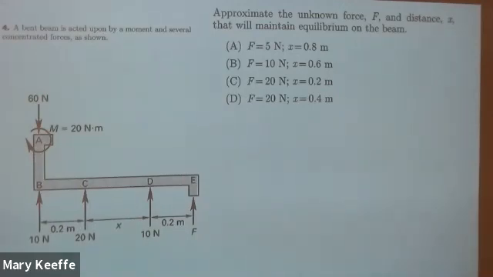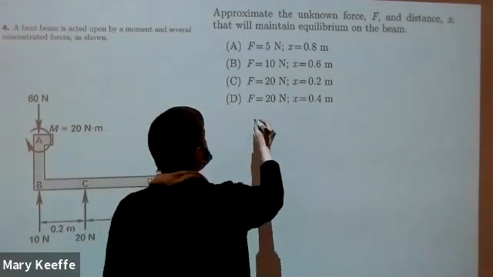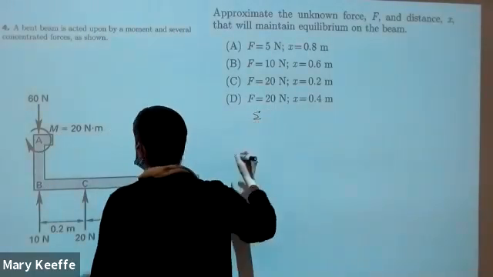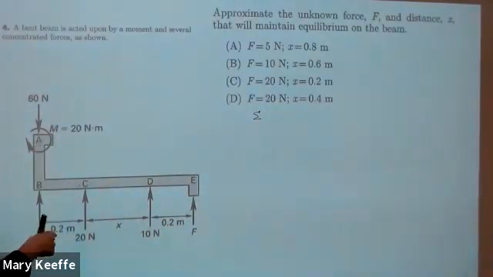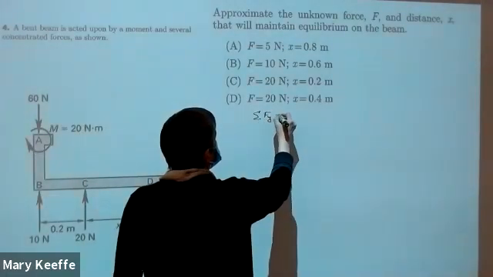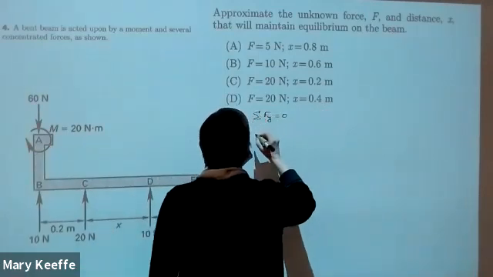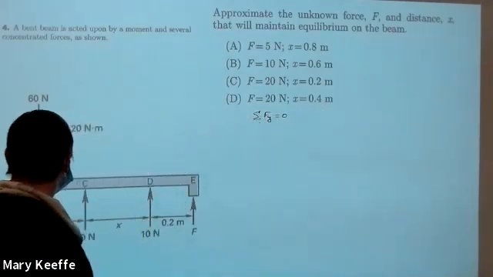So again, what you're going to be doing is summing the forces, because for equilibrium, we've got the sum of the forces. In this case, I only have forces in the y direction, so I don't have to worry about x. And I've got the sum of the moments equal to 0. So let's do the sum of the forces in y first.